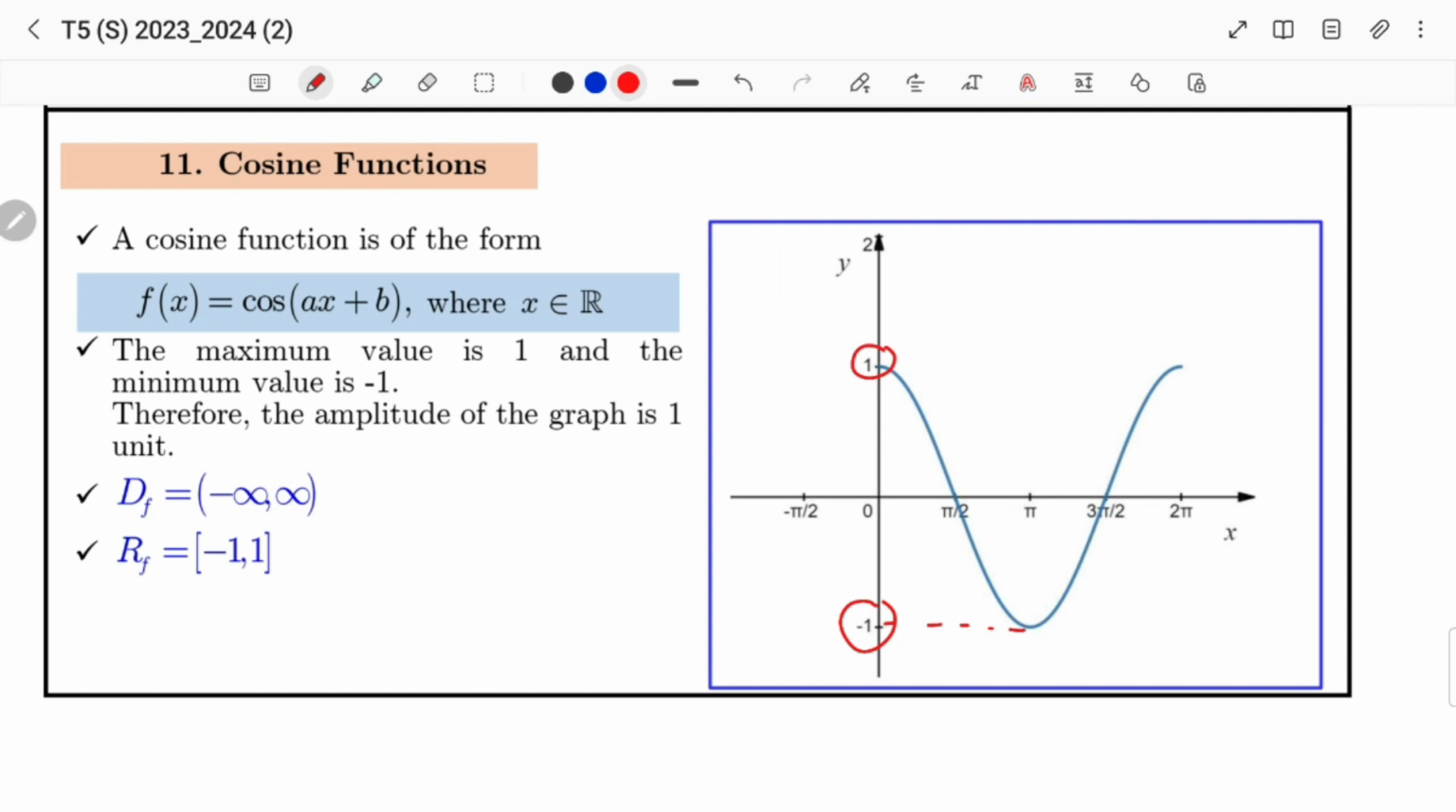The domain for the cosine function is the same as the sine function, which is negative infinity, infinity, or all real numbers, unless there is a condition. And for the range, it is negative 1 until 1. We refer to the maximum and the minimum value.